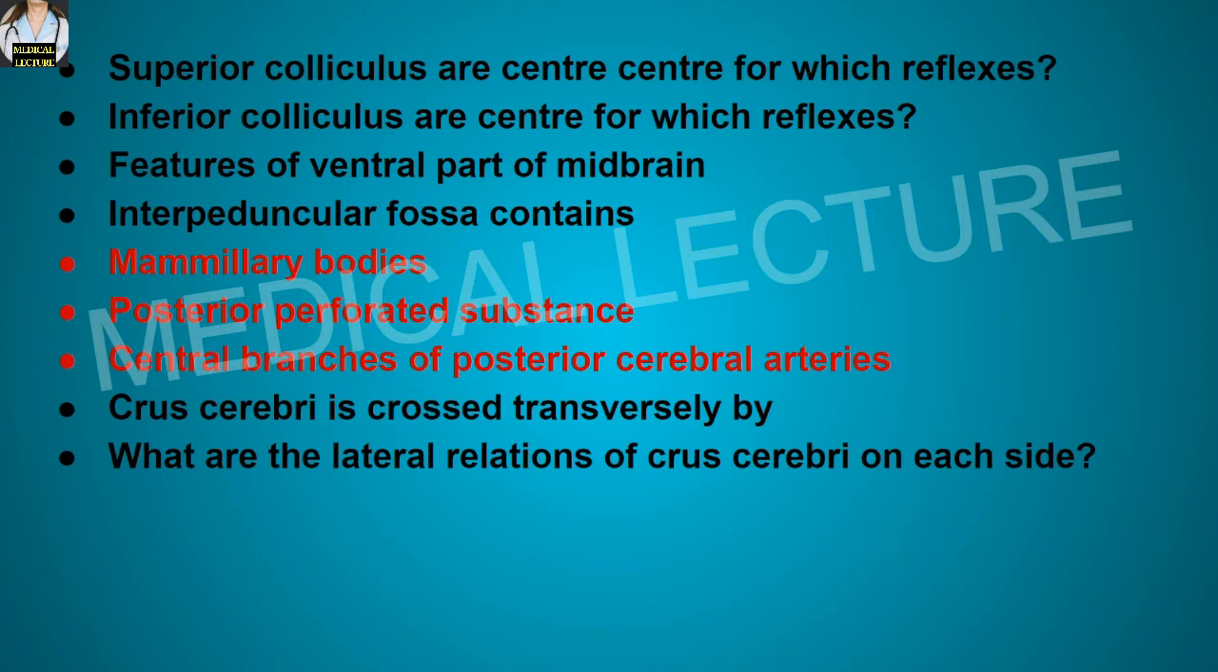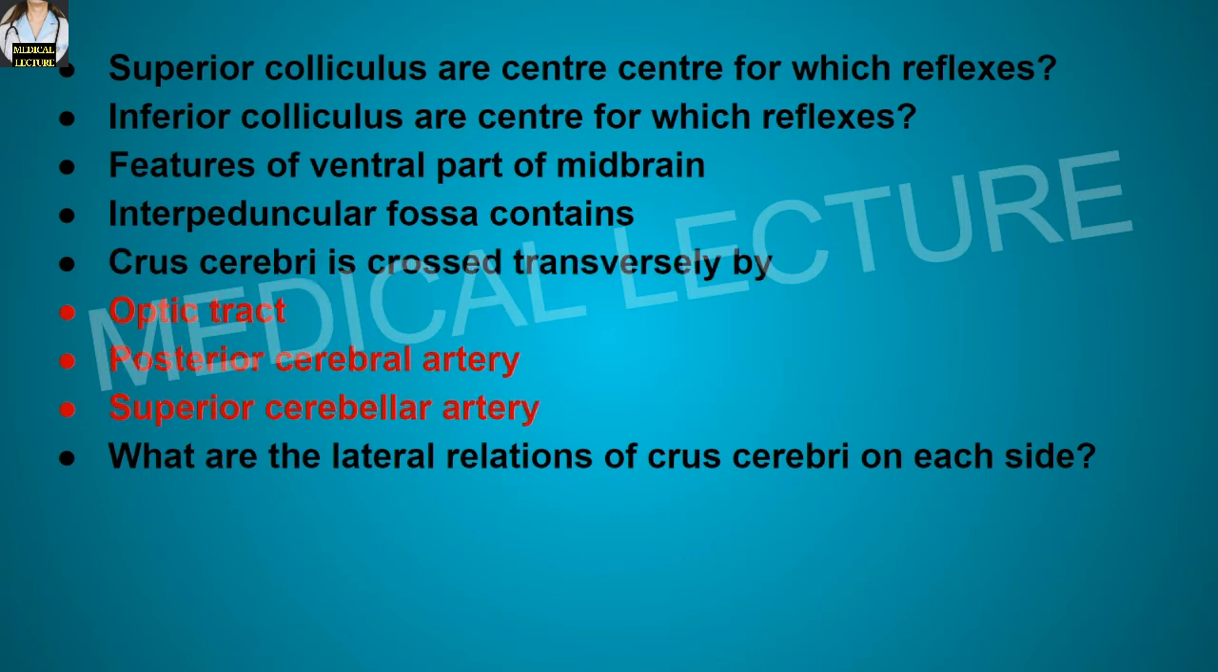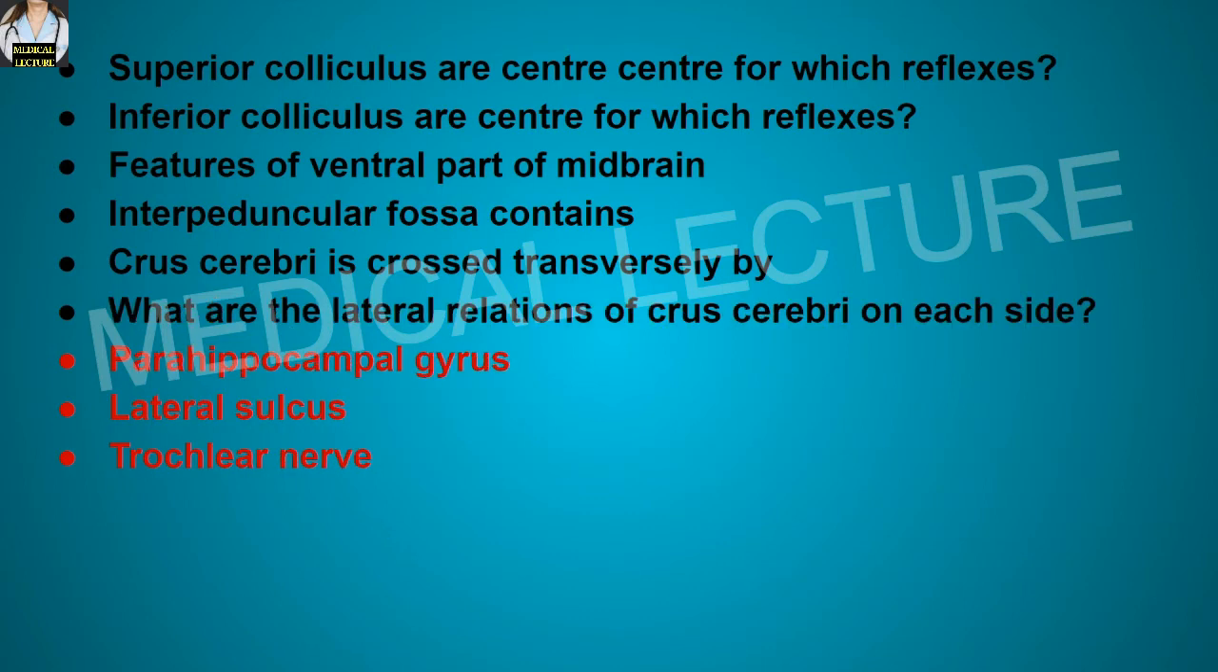arteries. Crus cerebri is crossed transversely by the optic tract, posterior cerebral artery and the superior cerebellar artery. Remember, posterior cerebral and the superior cerebellar artery. What are the lateral relations of the crus cerebri on each side? There are the parahippocampal gyrus, lateral sulcus and the trochlear nerve.